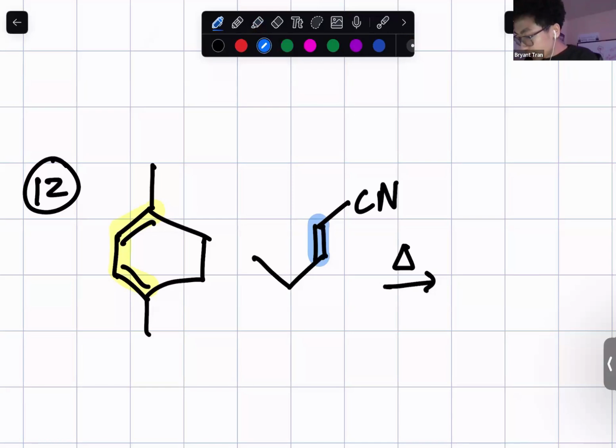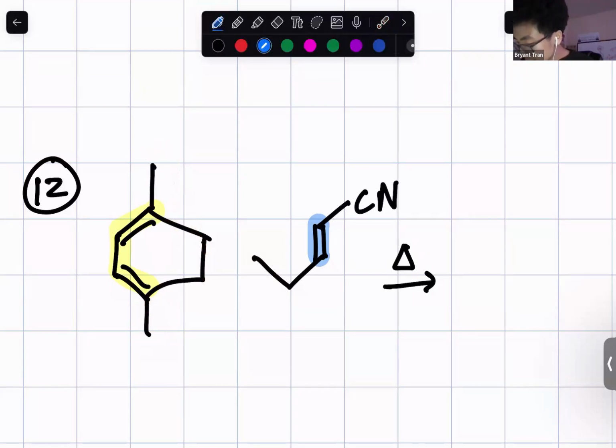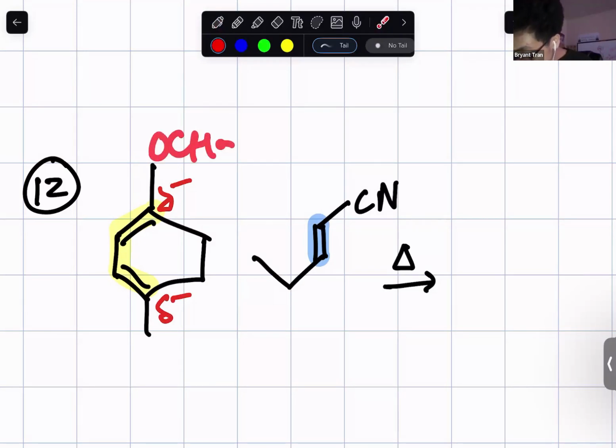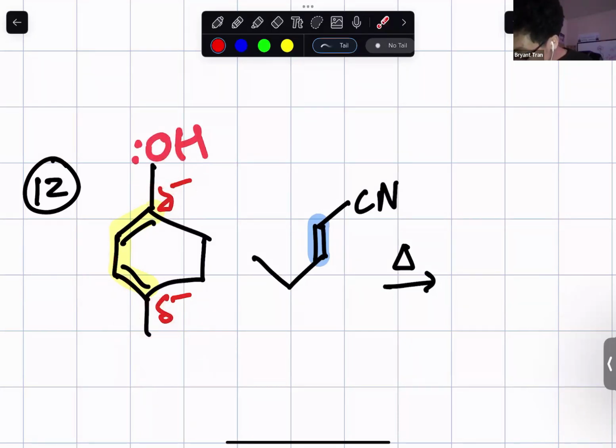And now I know that this is an EDG, this is an EDG, and this is also an EDG right here. Because these are R groups, there's going to be a negative charge equally on both sides of the carbon. Imagine it as an EDG that can donate electrons into the system, which would give a negative charge on that carbon. So we're going to have a negative charge on this carbon and a negative charge on that carbon.